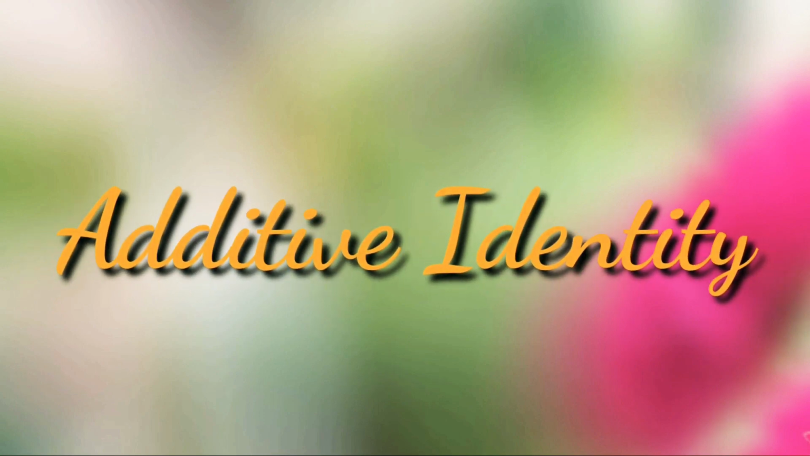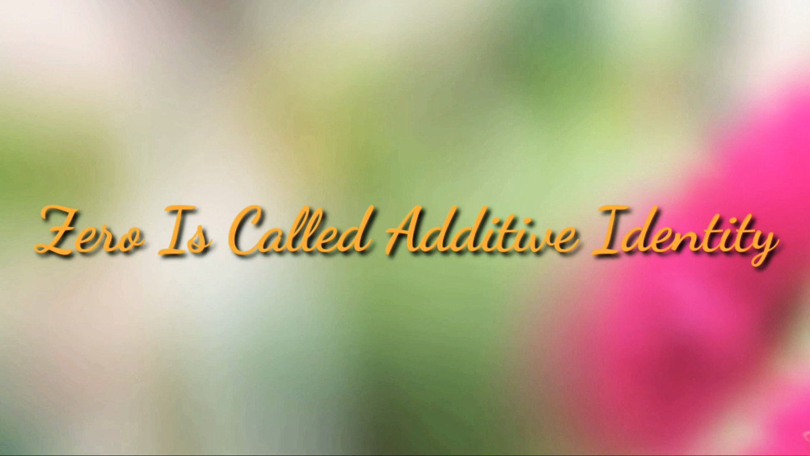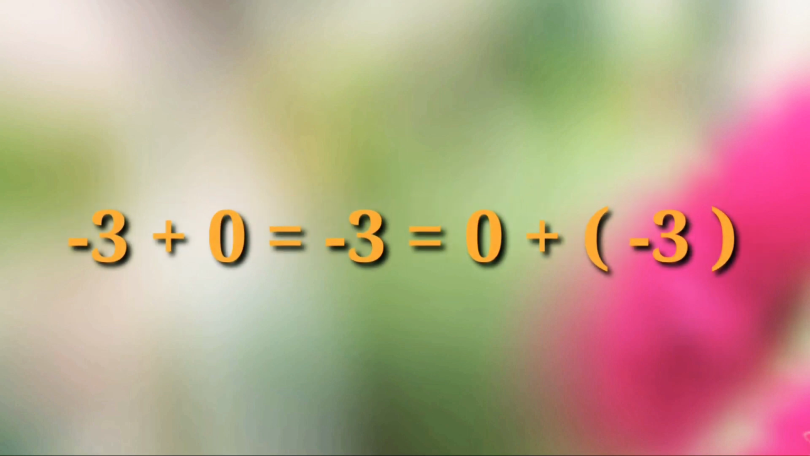So our next property, that is additive identity. In that a plus 0 is equal to a, equal to 0 plus a. Here a is any integer. If 0 is added to a number or a number is added to 0, then the answer will remain the same integer and 0 is called additive identity. For example, you have taken an integer -3 and 0 is added to it. So the answer is -3. Same as 0 plus -3.